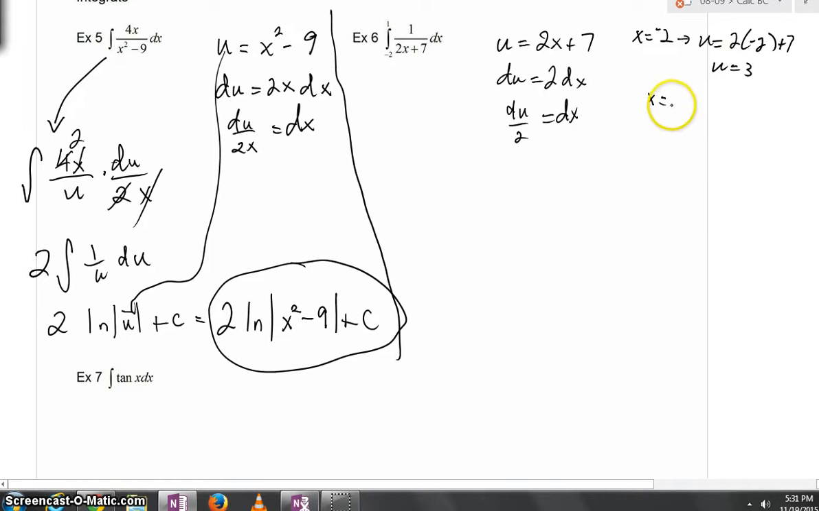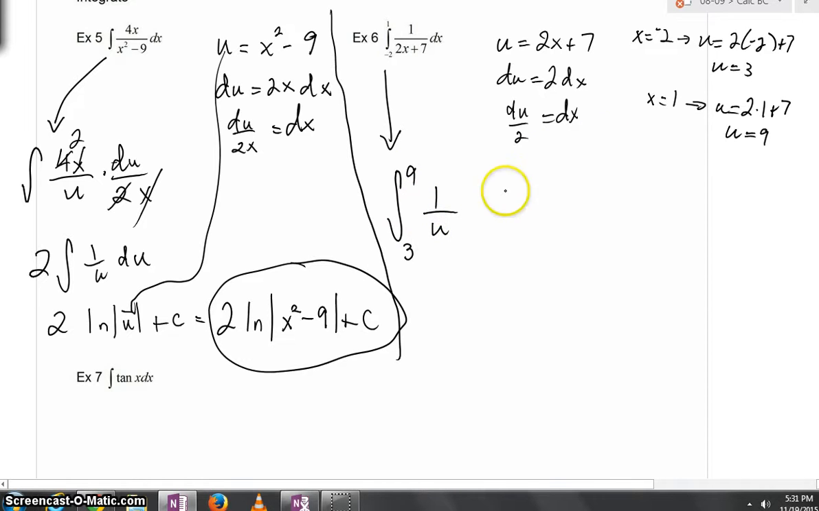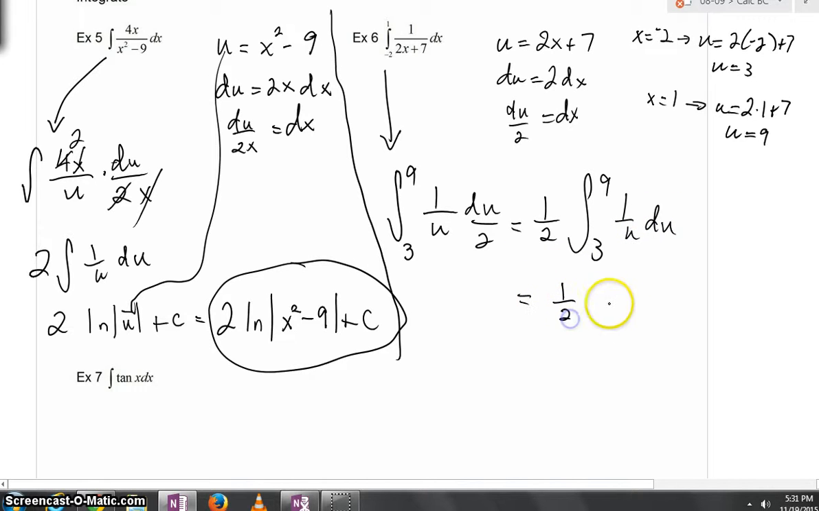Similarly, if x is equal to 1, then u would be equal to 2 times x plus 7, so that's 2 times 1 plus 7. That becomes a 9. So this new integral in terms of u will have a lower bound of 3, an upper bound of 9. We'll have 1 over u, but dx now is really du all over 2. I could very well pull a 1/2 out, and I'm dealing with the integral from 3 to 9 of 1 over u du. Now we can proceed with the fundamental theorem.